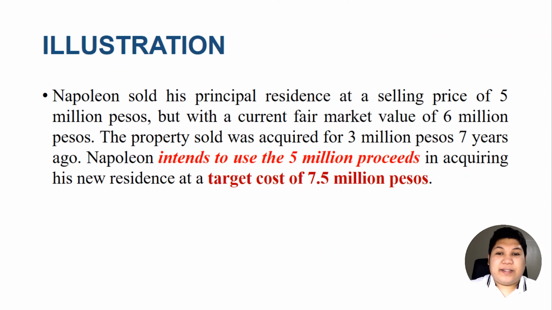Let's have an illustration. Napoleon sold his principal residence at a selling price of 5 million pesos, but with a current market value of 6 million pesos. The property sold was acquired for 3 million pesos 7 years ago. Napoleon intends to use the proceeds of 5 million in acquiring his new residence at a target cost of 7.5 million pesos. So in this case, the seller sold his principal residence. He intends to use the 5 million proceeds of the sale to acquire a new residence, which, in his estimates, would cost him 7.5 million pesos.